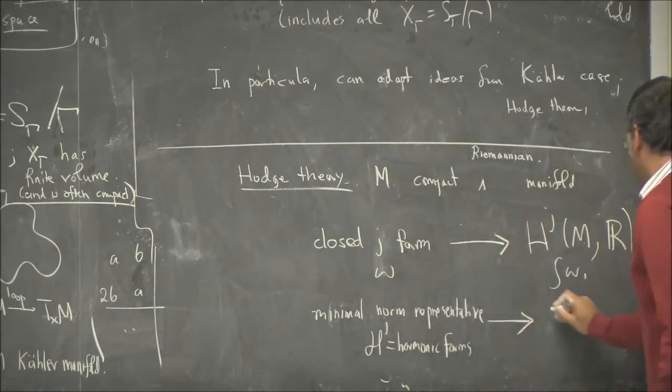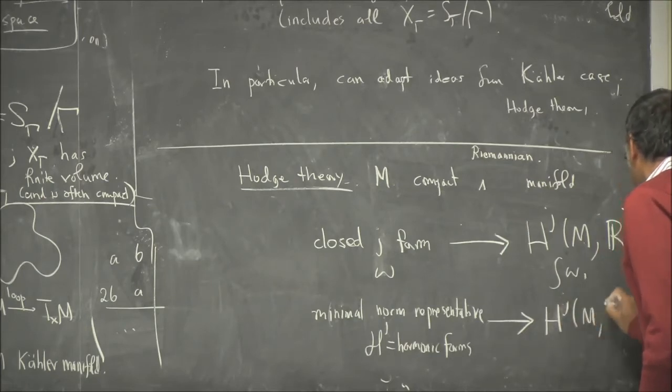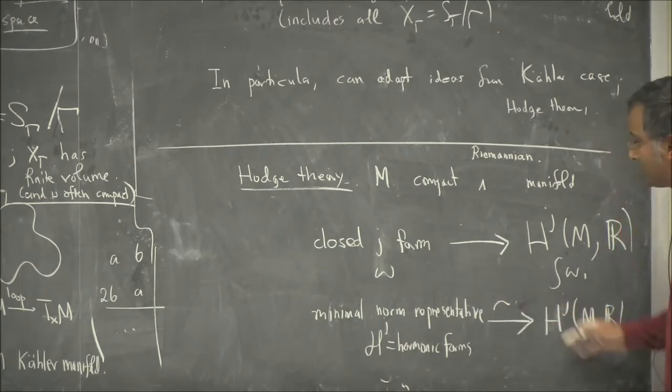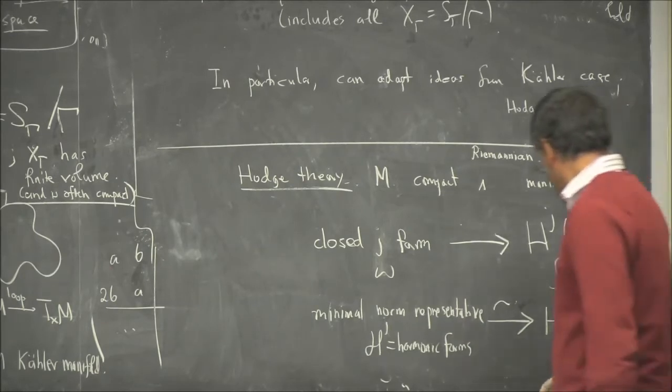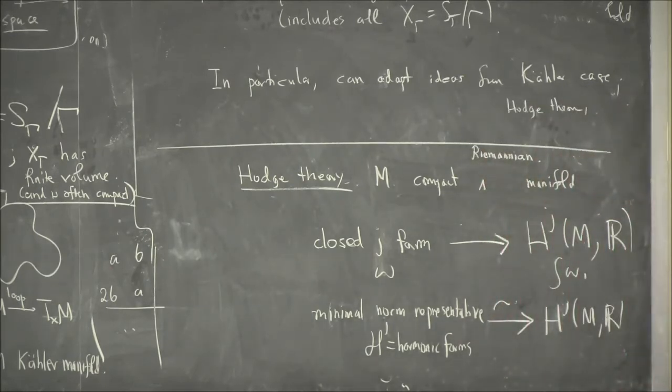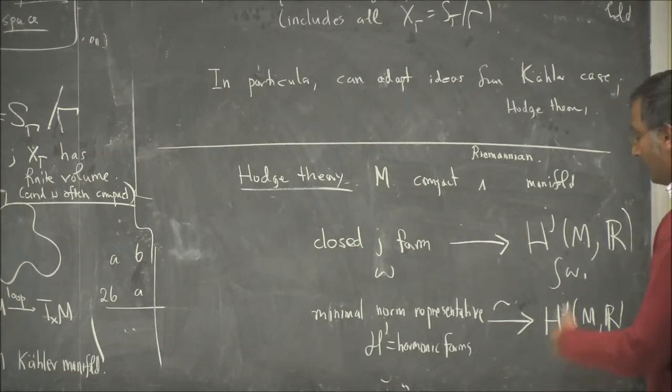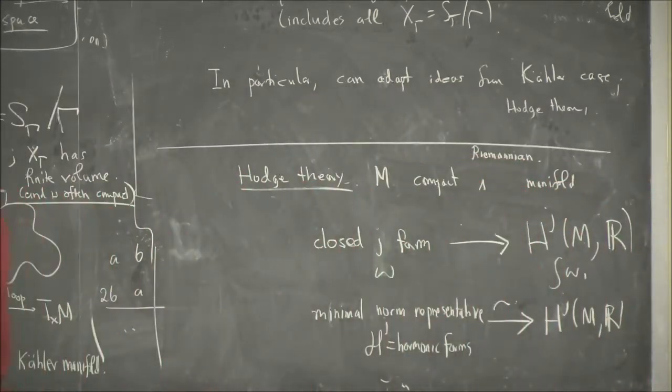And these now represent, uniquely, each cohomology class has a unique harmonic representative. Okay. Now we'll add some further structure, which is: suppose the manifold is Kähler.